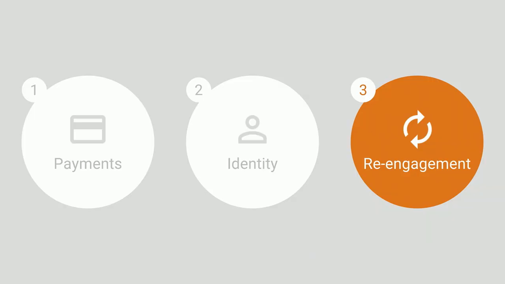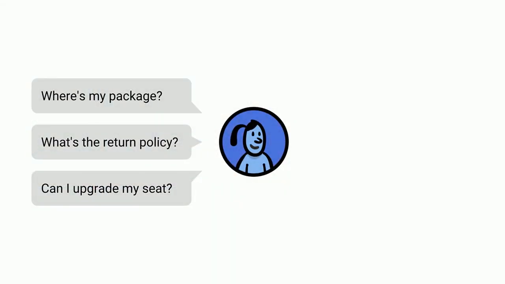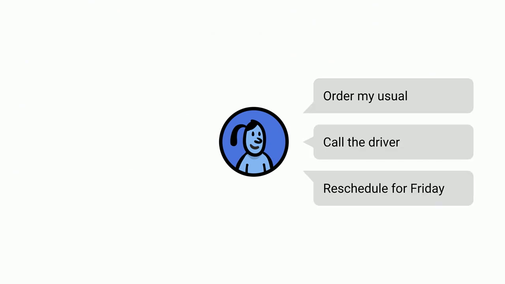Let's move on to the third platform feature, re-engagement. Transactions don't stop when the user pays. Users may have questions about the order. So for example, where is it? What's the status of my return? Can I add something to the order before it ships? Or maybe they want to take action against it. They want to move the appointment, or maybe upgrade their seat to first class, or refill a prescription.